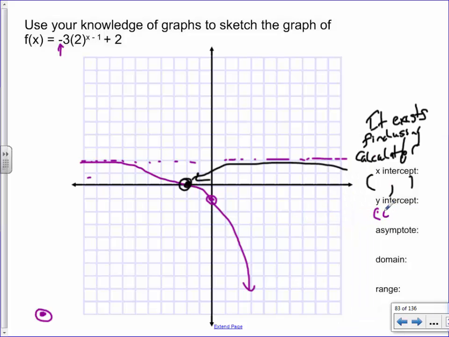Y-intercept? Oh, we just said it was a negative 1. The asymptote, y cannot now be 2. And that's really based purely on this number right here, that 2. That tells you where it's at. Your domain is actually anything you want. You technically still can plug in anything you want for x.